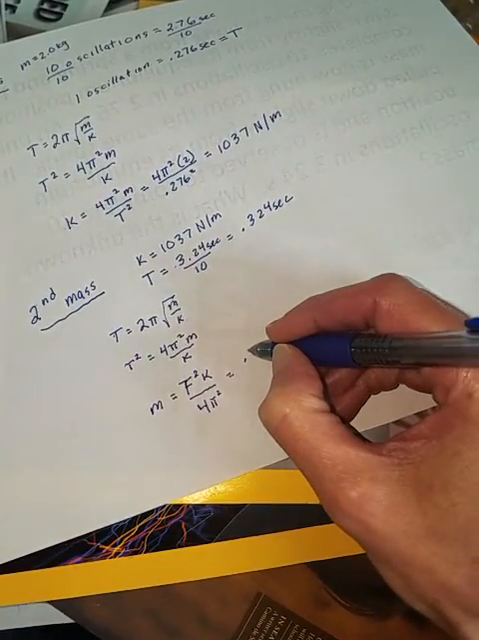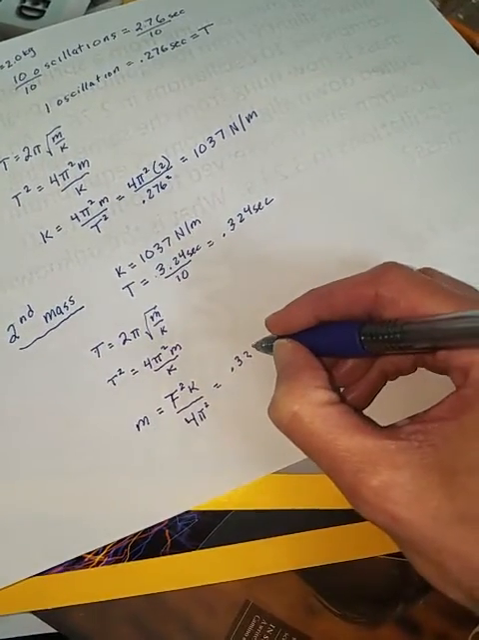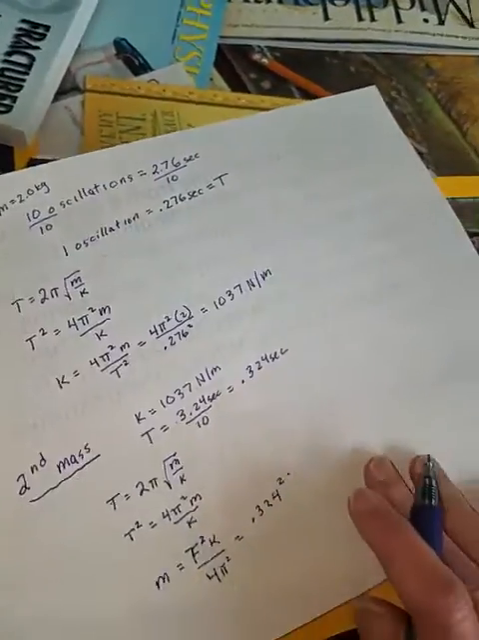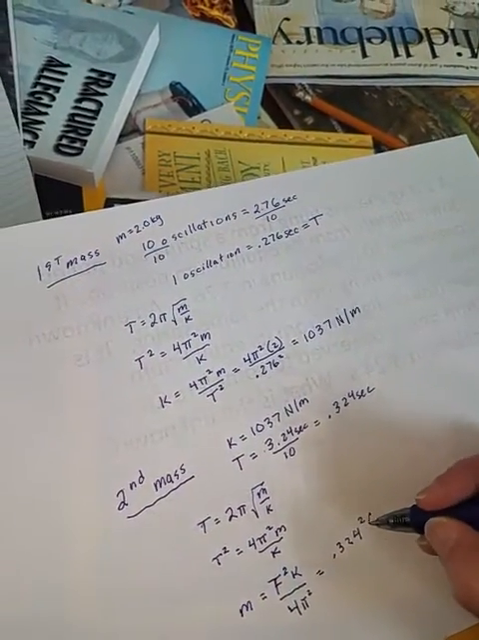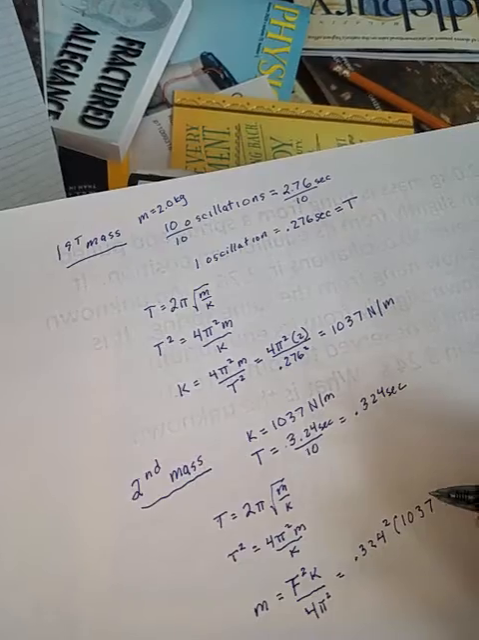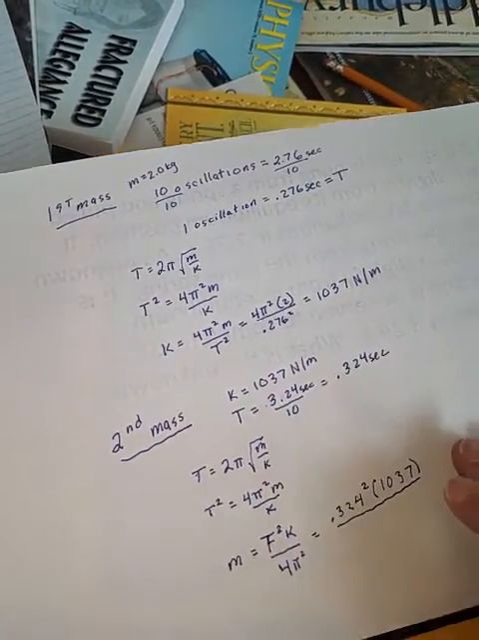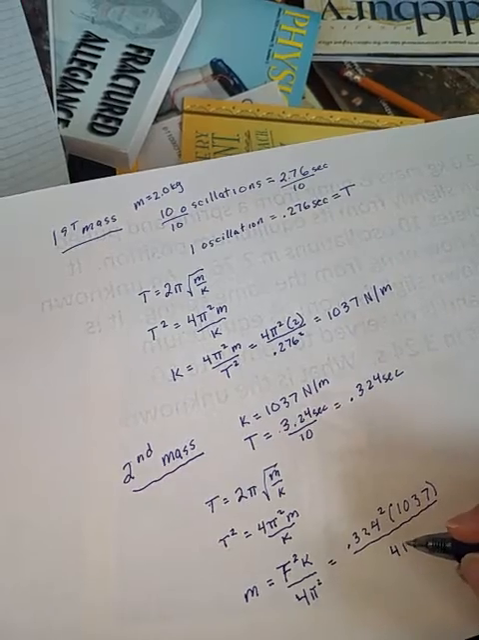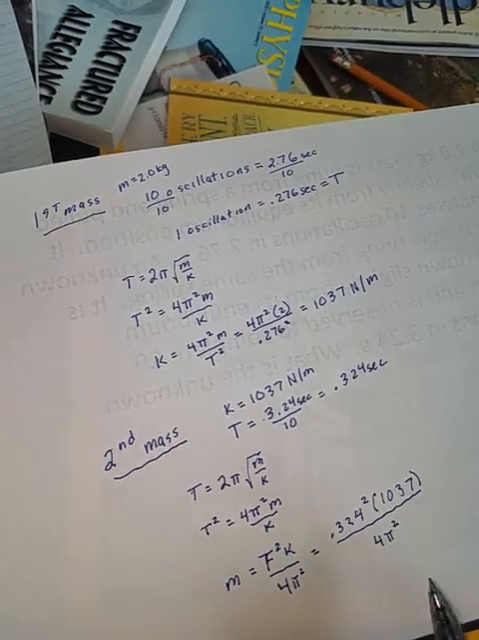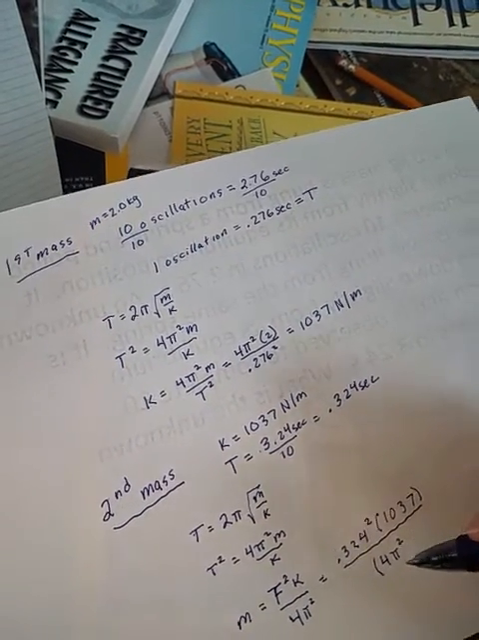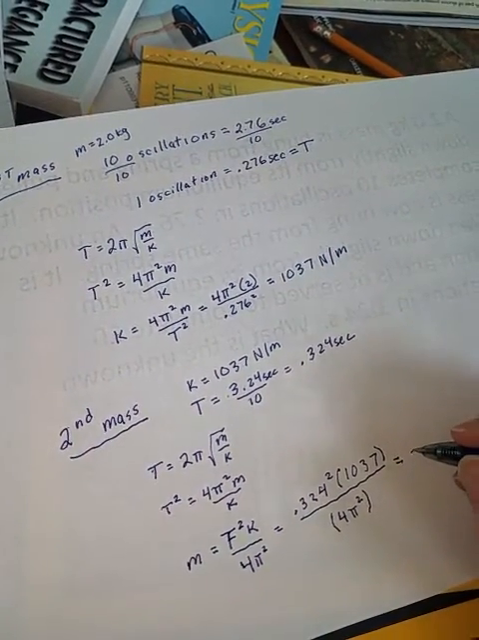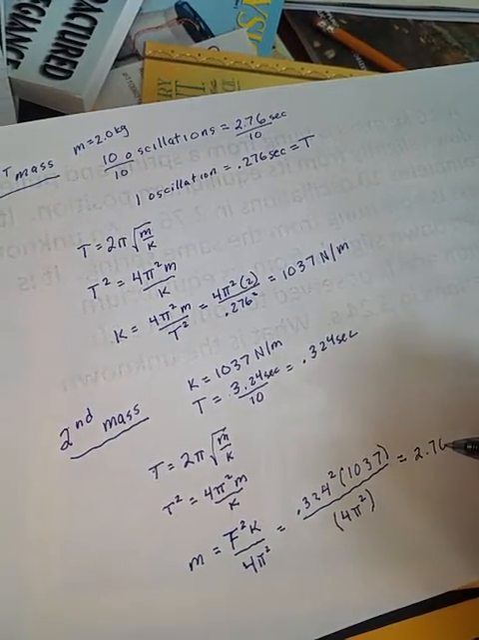So plugging that in, that's 0.324 squared. k is the same value that we had before, so that's going to be 1037 newtons per meter, and we're going to divide that by 4 pi squared. Now, even though you and I know that the 4 is attached to the pi squared, our calculators don't. So when you put this into your calculator to avoid order of operations problems, you want to make sure you have that in parentheses. And when all is said and done, you end up with 2.76 kilograms.